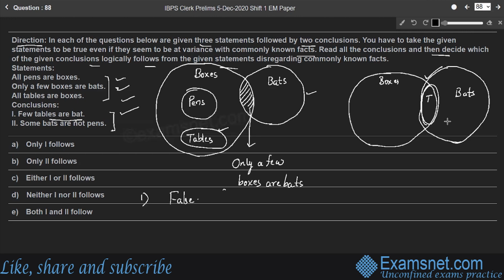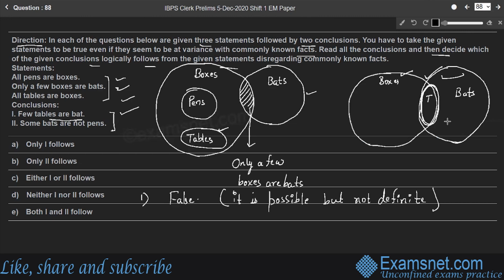But it is possible, but not definite. That means it is not definitely given. It is possible when the set of tables is included in the common portion of boxes and bats. Then only it is possible. Which is possible? Few tables are bats. This conclusion is possible. Right? Otherwise, it is not possible since the case is not definite.